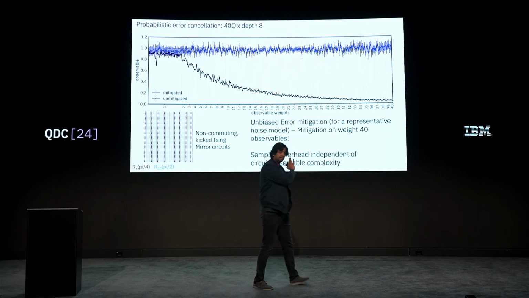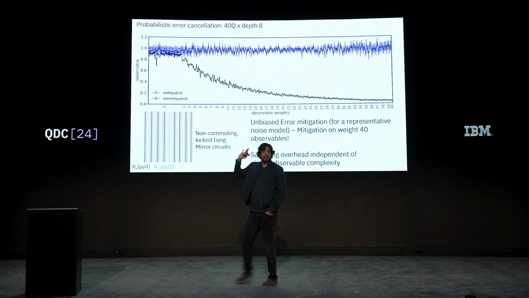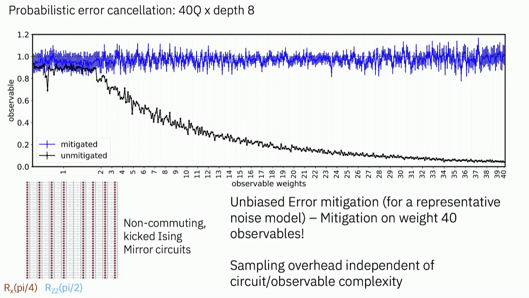I'm really excited. This is data fresh off the oven, but this is basically 40 qubit data going up to a depth of 8 of probabilistic error cancellation in action. On here, what we're looking at are mitigation of observables, not just 1, not just 2, not just 3, the way we looked at in the utility paper. This is looking at observables all the way going up to a weight of 40.